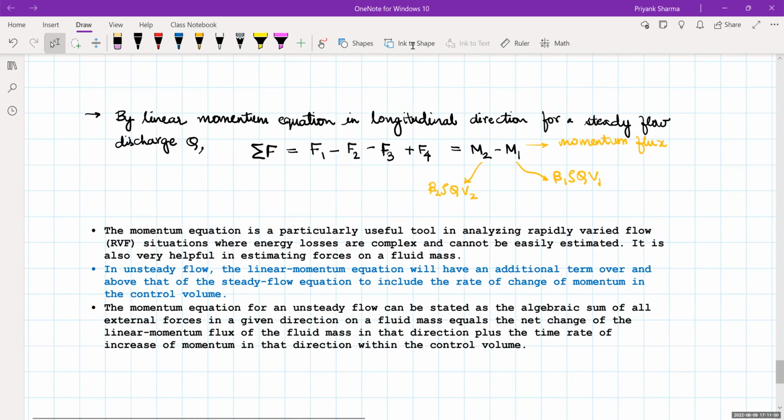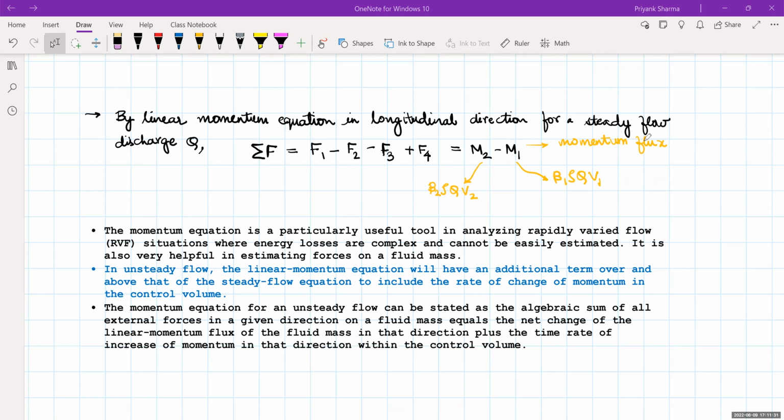So by the linear momentum equation, we have sigma F, that is the summation of forces, that is F1 plus F4, which are in the direction of flow, and F2 and F3 are in the opposite direction, so they are taken negative. That is equal to M2 minus M1, where capital M is the momentum flux. That is given as beta rho QV, which we already discussed when we were discussing the correction factor. So that is beta rho QV, the momentum flux.